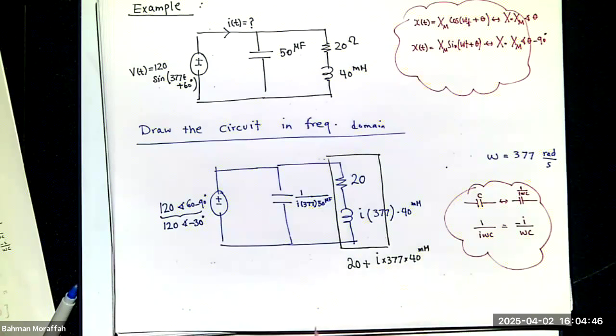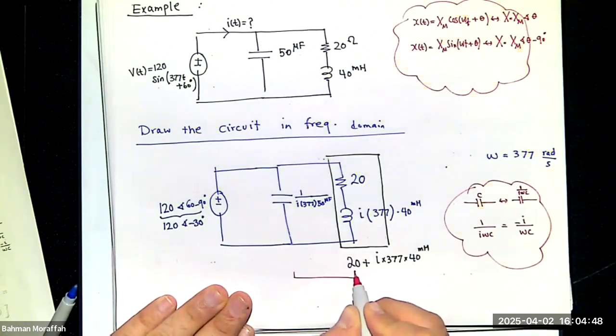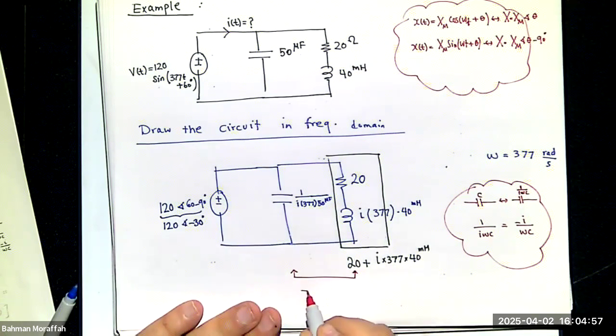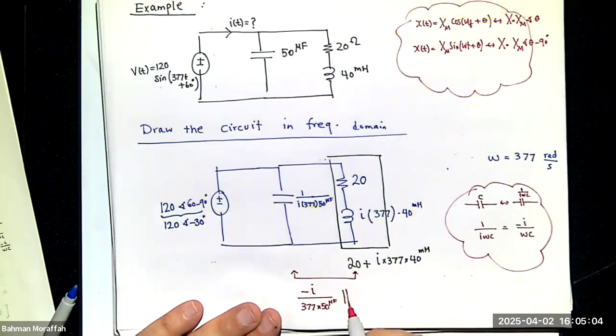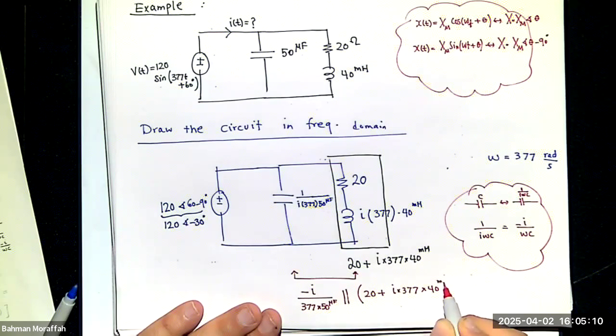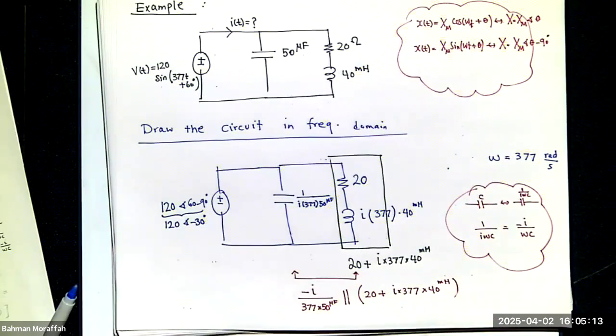Do you agree these two are in parallel? They are. They have the exact same head and tail. So I have negative I over 377 times 50 microfarad in parallel with 20 plus I times 377 times 40 million. Right?